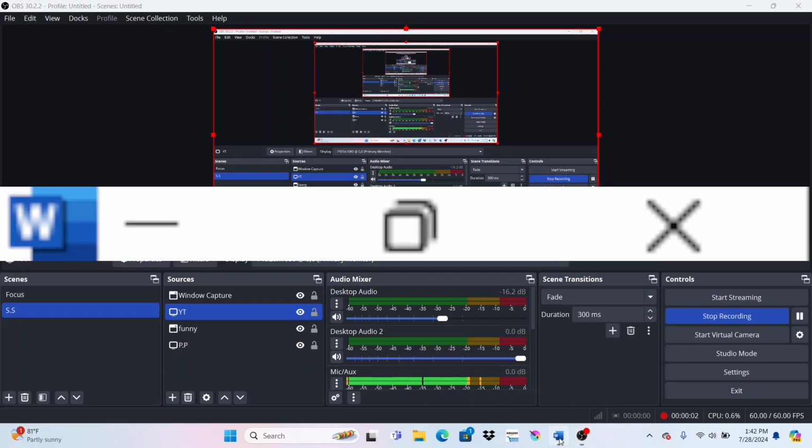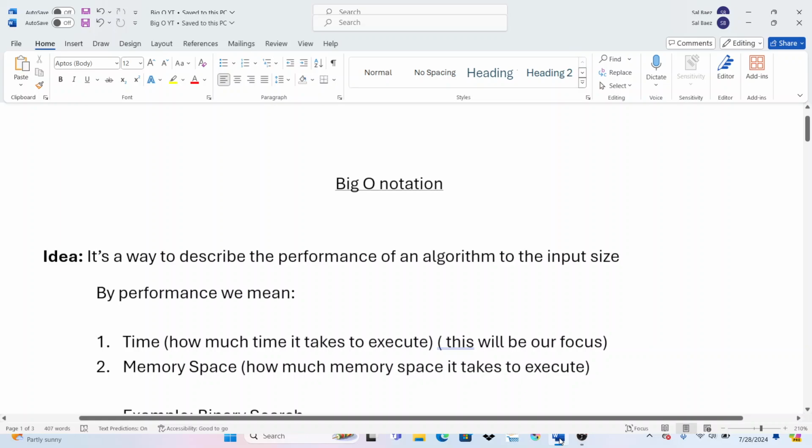Hello everyone. Today we're talking about big O notation. This big O notation is very important for coding interviews, and if you're taking a data and algorithms class, it's going to be very important there too.